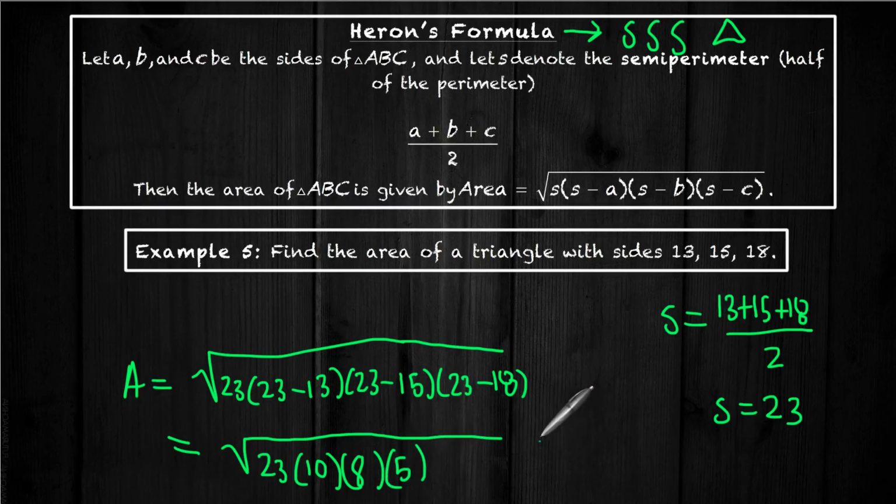So we multiply that all out and take the square root. We get approximately 96 square units. So 96 units squared. And that's how you use Heron's formula. Pretty simple formula for side, side, side triangles if we're looking for the area.